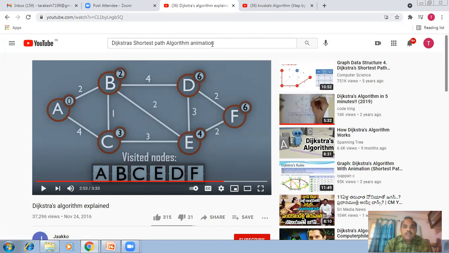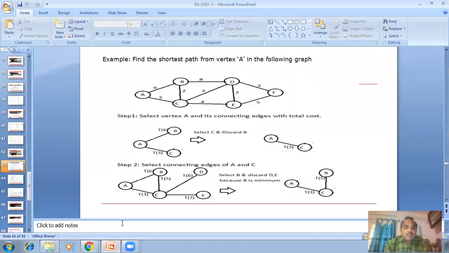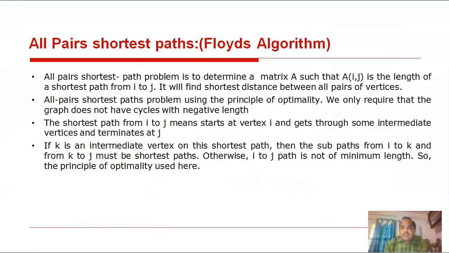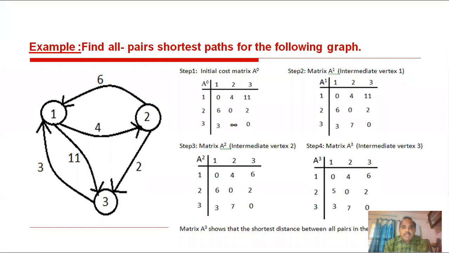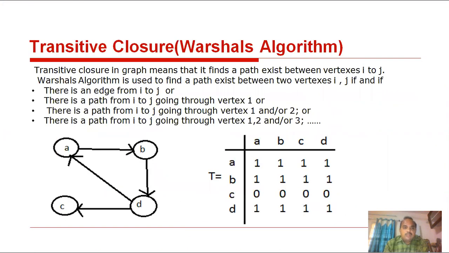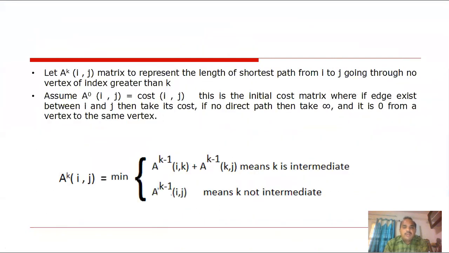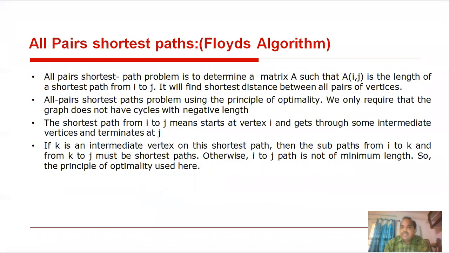Clear, all of you? Tomorrow we will discuss more examples and more algorithms. Many algorithms are remaining. The all pairs shortest path Floyd's algorithm, then one example for the all pairs shortest path algorithm. Next one is transitive closure, Warshall's algorithm, the last algorithm. There are two algorithms available. Then on Saturday, we will finish this unit.